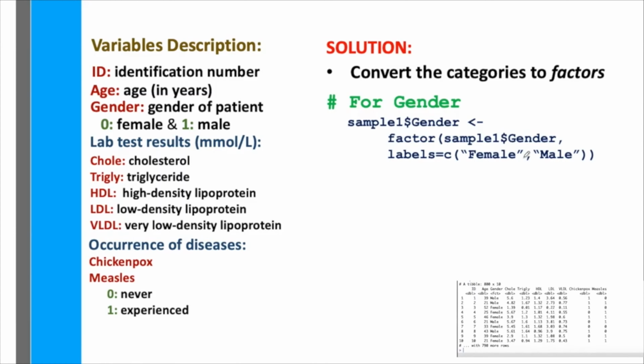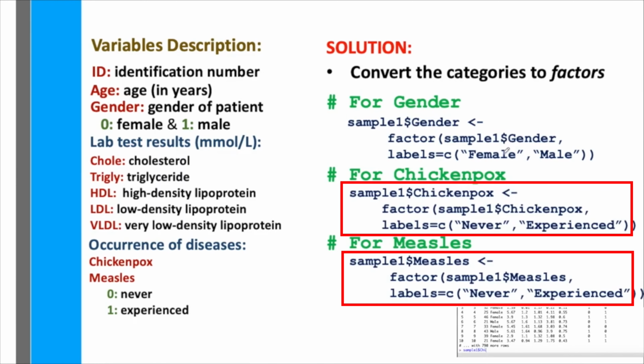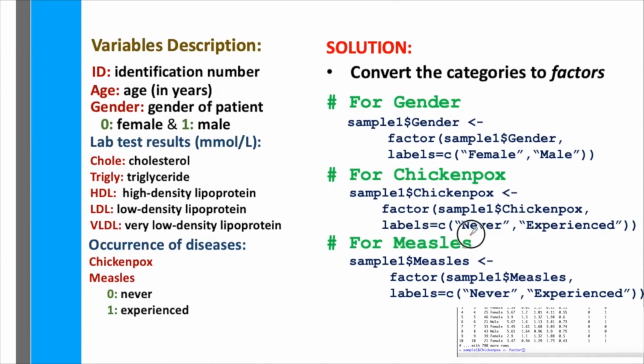So let's do the same thing in chickenpox and measles. Now note here that chickenpox and measles used never first and then experience. Again, it's because never is coded as 0 and experience is coded as 1. So that's why you have to put never and then experience. Again, it's because the one with the lower code has to appear first.